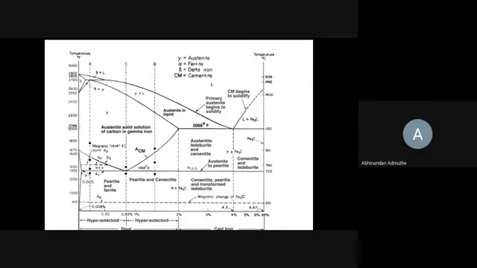Okay, now you can see it here. The horizontal axis is the percentage of carbon, starting from 0 to 6.67% carbon. There are two vertical axes, and both are temperature. Now, as you can see, at room temperature we have around 723. We have alpha. In order to understand properly, I will go back to the next slide where you can see it very easily.